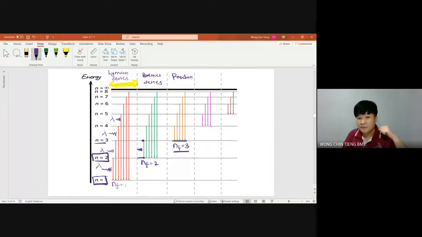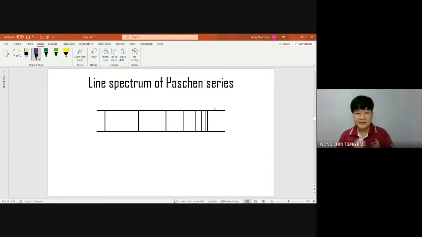Yang saya kisah n final dia berapa. Dan kalau n final dia 4, straight away bila kita kata n final 4, straight away in your mind, you should know that is my bracket series. Okay? Bila soalan kata the electron drop to n equals to 5, straight away n equals to 5 bermakna Pfund series. Alright? So yang penting bukan dari mana, yang penting dia jatuh ke mana. N final is the important bit, not the n initial. Okay? Just want to remind you that. And I don't think any problem over here. Simple.